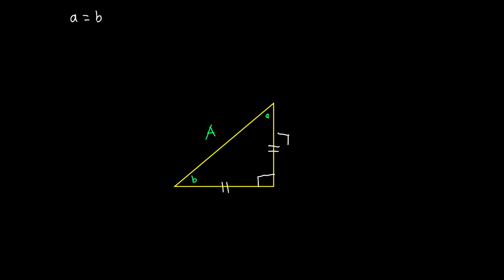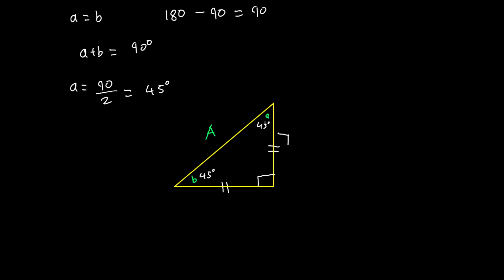So now let's find small a and b. So interior angles add up to 180 degrees minus 90. This is equal to 90 degrees. So this means that A plus B is equal to 90 degrees. And since A is equal to B, A is just 90 over 2, which is equal to 45 degrees. So let's write that in, 45 and 45. There we go. And we also see that the length of one of our sides is 7. And since it's an isosceles triangle, this side will also be 7.